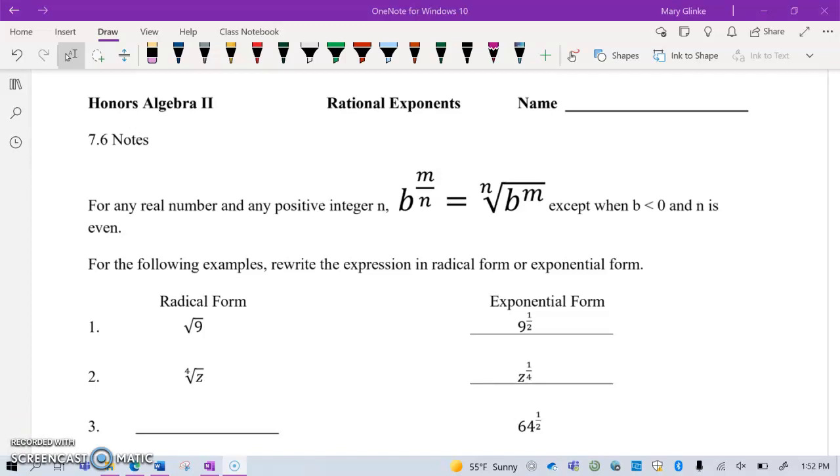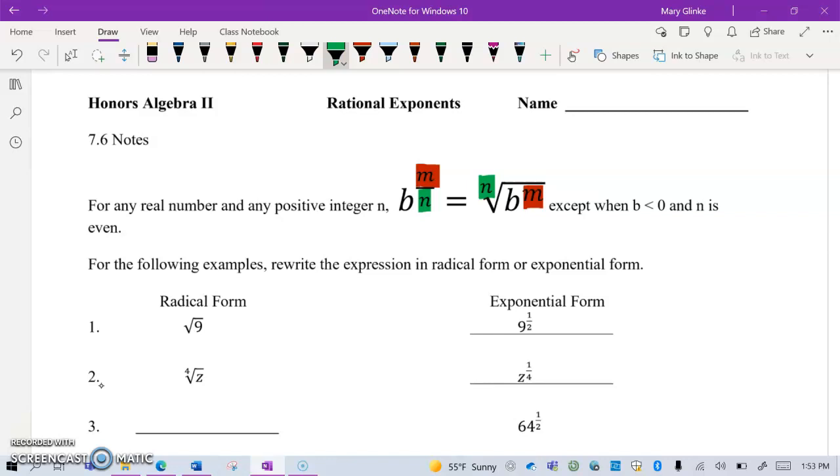Hello, today we're going to work on 7.6 rational exponents. Since rational means any number that can be written as a fraction of two integers, we're talking about exponents that are fractions. If we look at b to the m over n, we have the exponent m over n. That is going to be equivalent to the nth root of b to the m. Notice here that the numerator of the exponent is the exponent under the radical, and the denominator is the index.